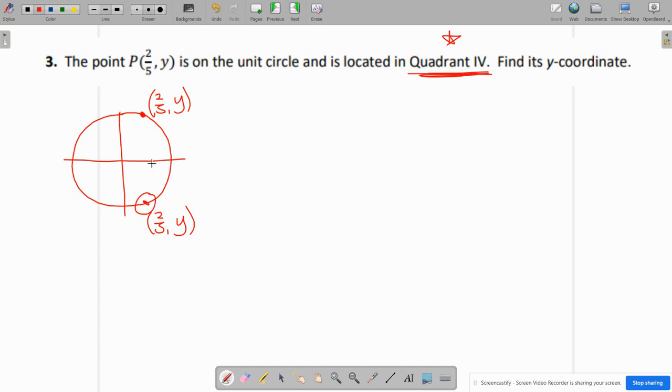Knowing it's in quadrant 4, remember this is quadrant 1, 2, 3, and 4, this is telling us essentially that your y has to be negative. So we need to keep that in mind when we're solving for it, that we're not looking at this point where y is positive in the first quadrant, we're looking for this point down here. So again, our equation plays a role. x squared plus y squared equals 1. I know 2/5, but I'm solving for y.